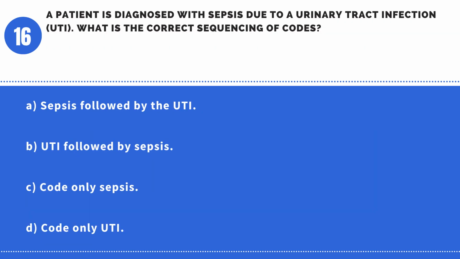Question 16. A patient is diagnosed with sepsis due to a urinary tract infection, UTI. What is the correct sequencing of codes? A. Sepsis followed by the UTI. B. UTI followed by sepsis. C. Code only sepsis. D. Code only UTI.